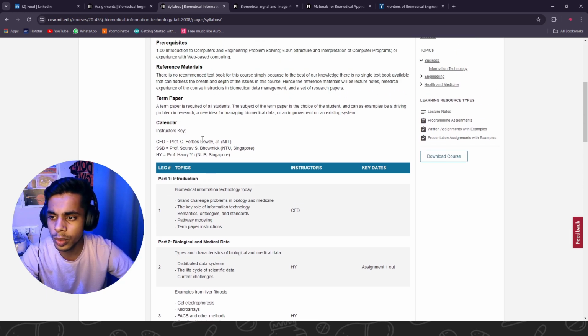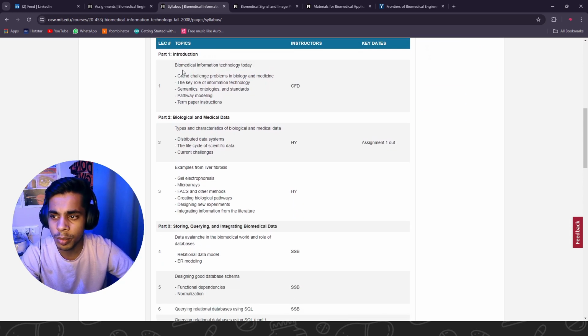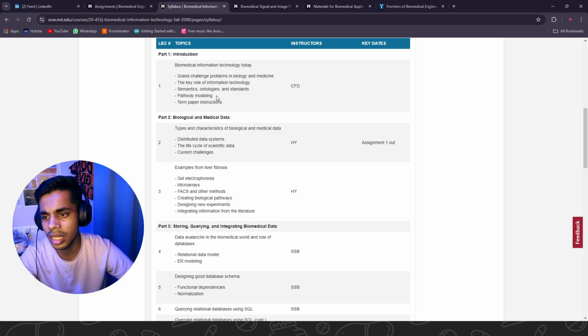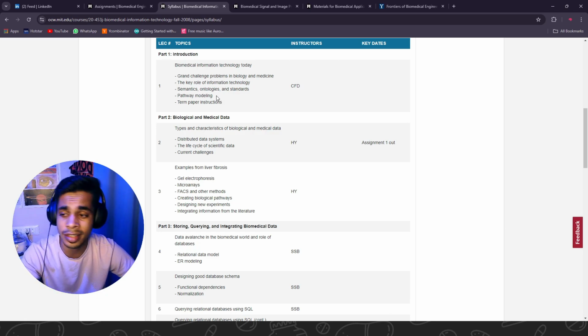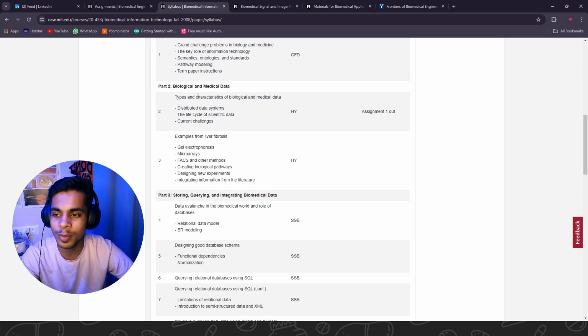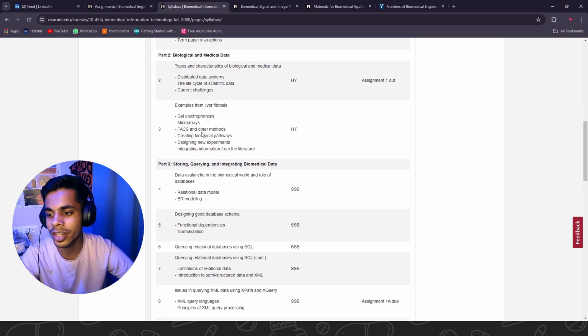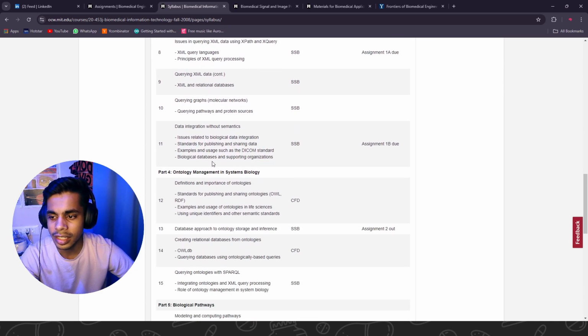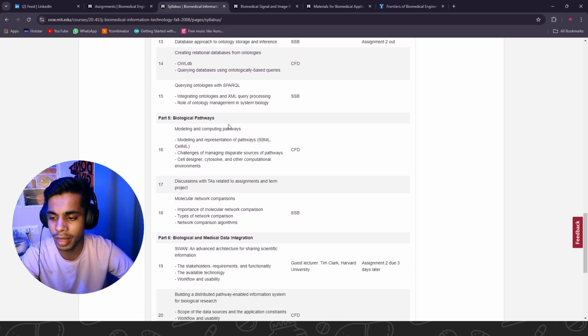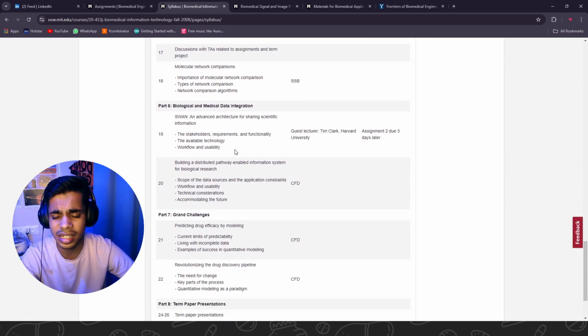So basically you will learn about biomedical information technology today, which is understanding challenges and problems faced in biology and in medicine, and understanding pathway modeling, ontologies, semantics and things like that. Then you will understand biological and medical data. Then you can talk about storing, querying and integration of biomedical data. Then ontology management in systems biology, biological pathways, biological and medical data integration.